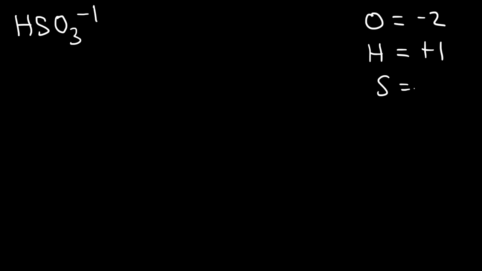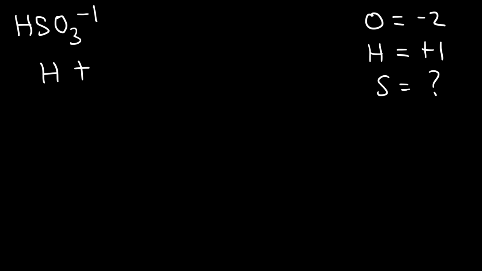Now let's try polyatomic ions that have 3 different elements in it. Go ahead and find the oxidation state of every element in that polyatomic ion. So oxygen has an oxidation state of negative 2. Hydrogen is positive 1 when it's bonded to nonmetals, usually. So all we got to do is find sulfur.